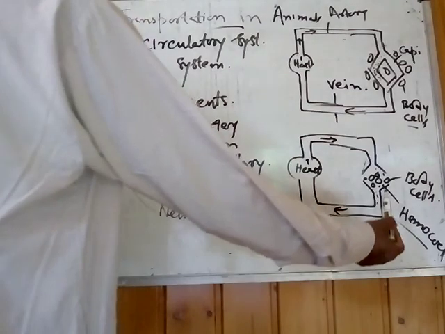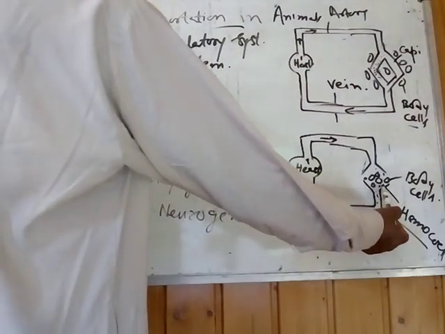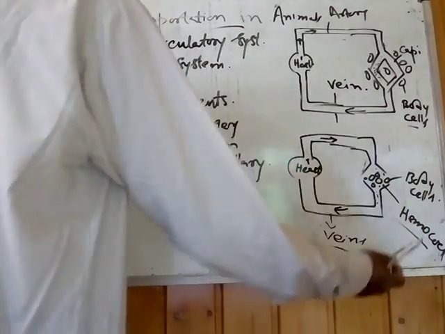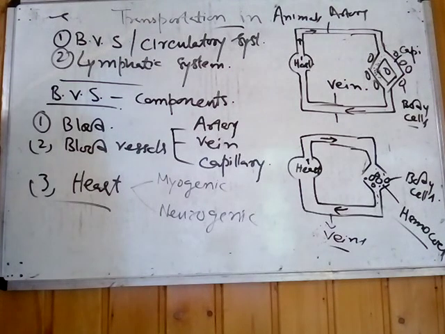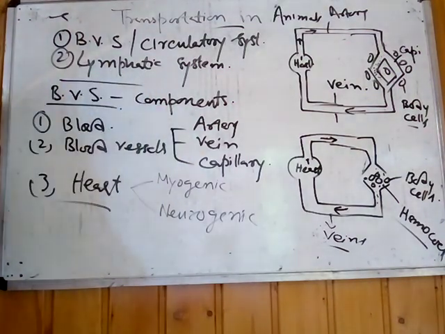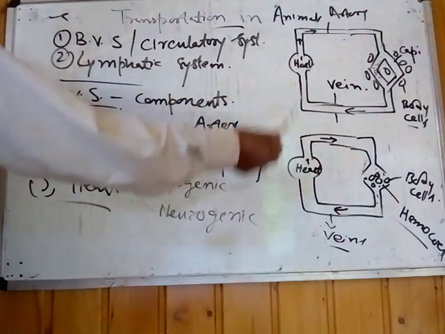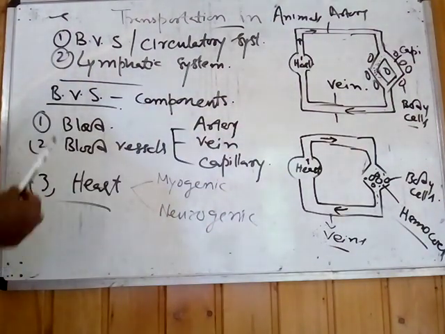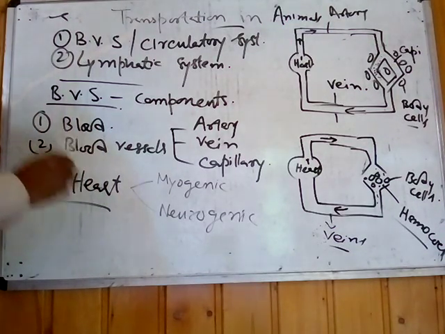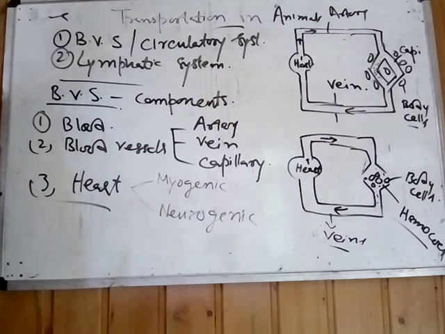And such a structure in the open circulatory system, where blood directly bathes the cells, is known as hemocoel. So these are the two types of blood vascular system in animals. Now let us discuss the components of the blood vascular system. From these pictures, you can easily recognize there are three components of the blood vascular system in animals. What are these three components?